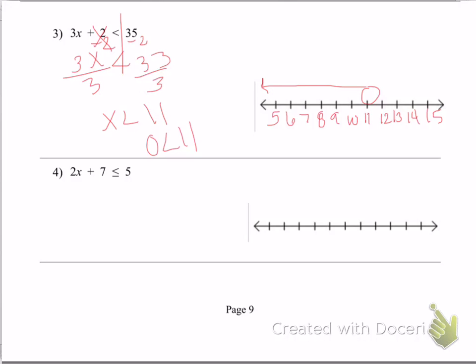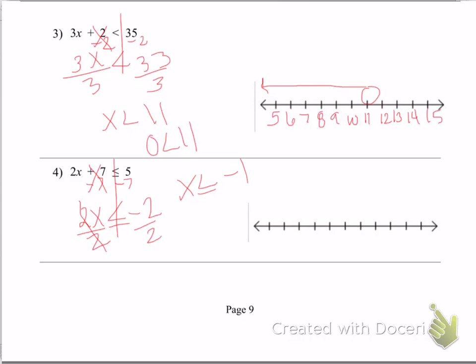Number 4. Let's do that same process. We have to move over our 7. We do that by doing the inverse operation, so that's subtracting 7 from both sides. So these will cancel out. So we've got our 2x is less than or equal to 5 minus 7, which gives us -2. Now we got to get x by itself, so divide both sides by 2. So these 2's will cancel out. We have x is less than or equal to -1.